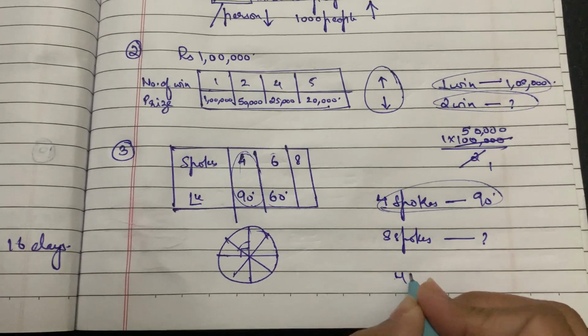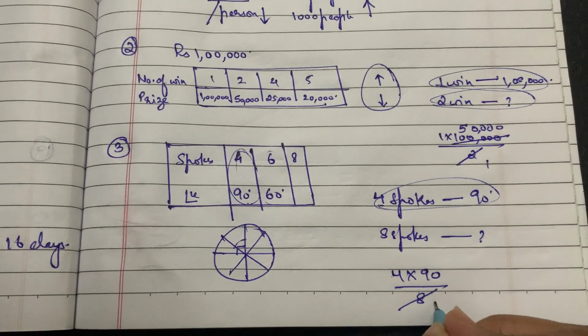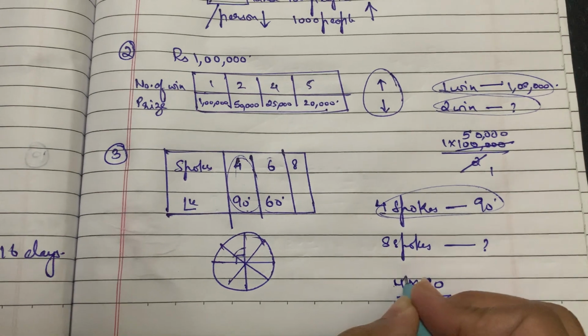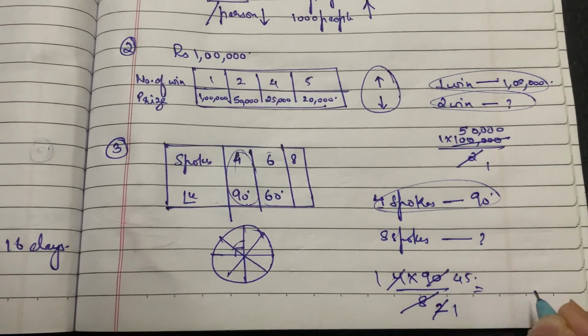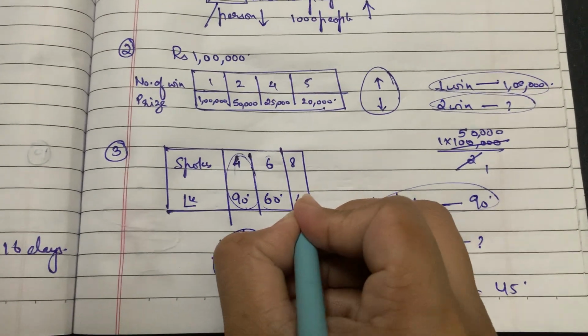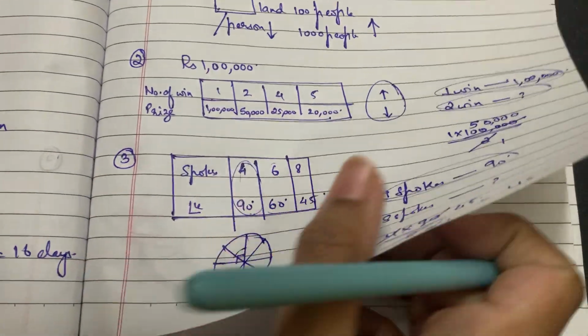Do it. 4 times of 90 divided by 8. 2 table, or 4 ones are and 2s are. 2 ones are and 45. So it is going to be 45 degrees for 8 spokes. Okay, you can do the rest for 10 and 12 spokes. You can do it and finish it off.